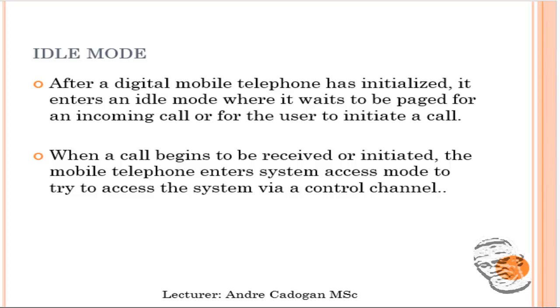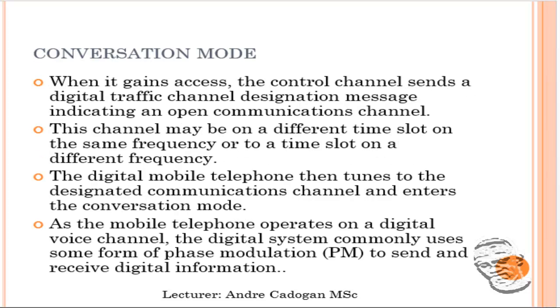After initialization mode, we get into idle mode. After a digital mobile telephone has initialized, it enters an idle mode where it waits to be paged or to initiate a call, in terms of access, or a page in terms of an incoming call. When a call begins to be received or initiated, the mobile telephone enters system access mode. We spoke about that in analog systems, where the phone tries to access the system via the control channel, and the control channel again will be responsible for that.